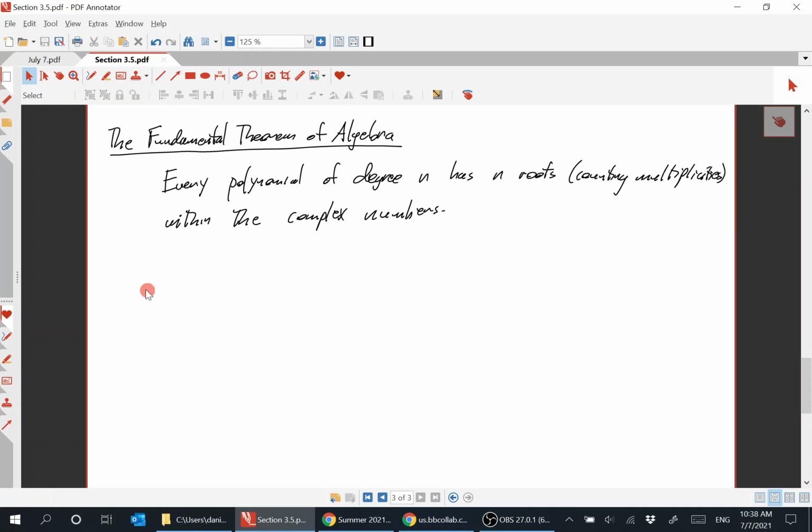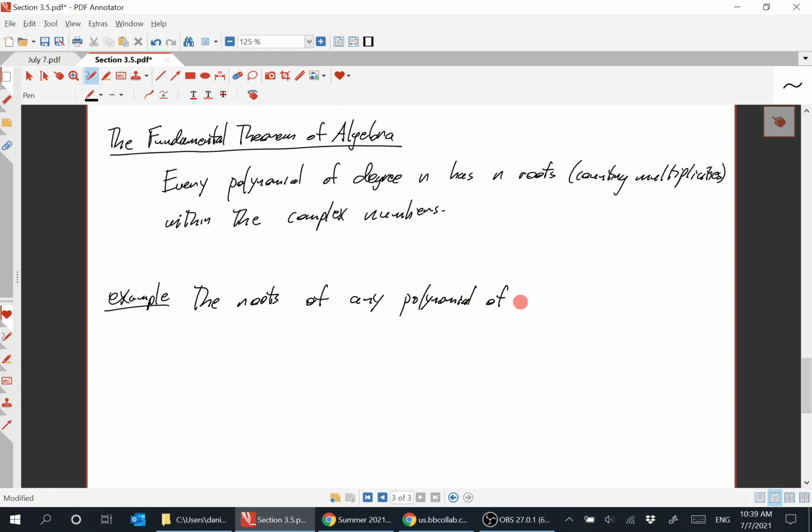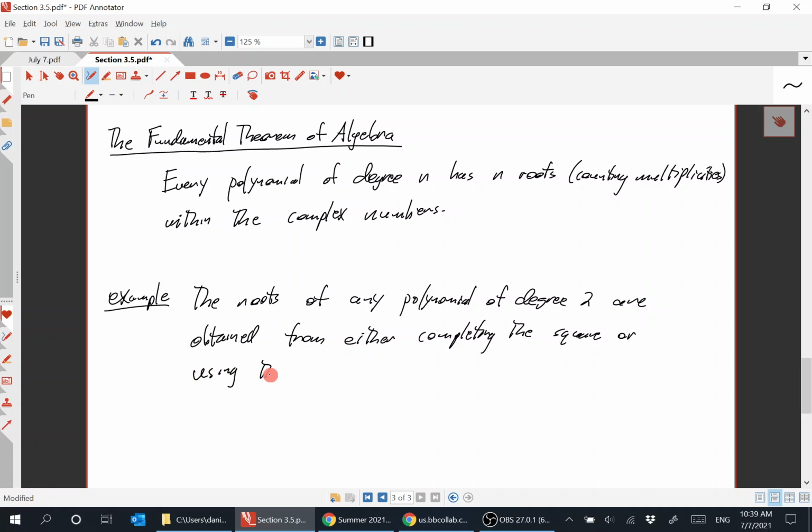All right, so for example, the roots of any polynomial of degree 2 are obtained from either completing the square, or using the quadratic formula, where taking the square root of a negative number is no longer a problem.